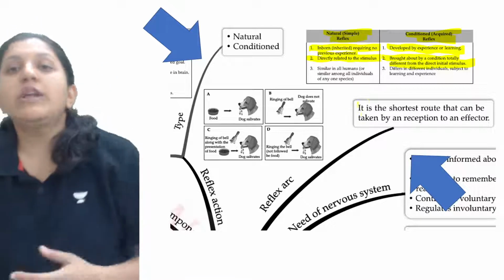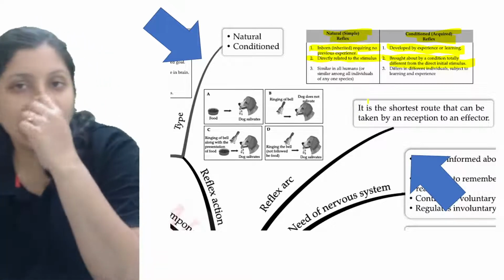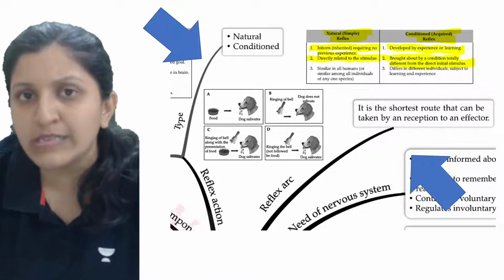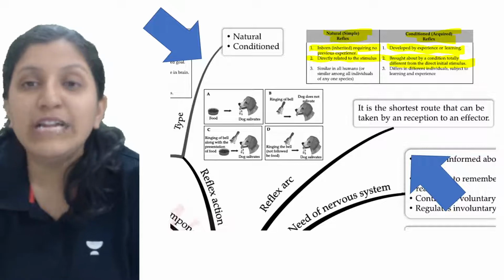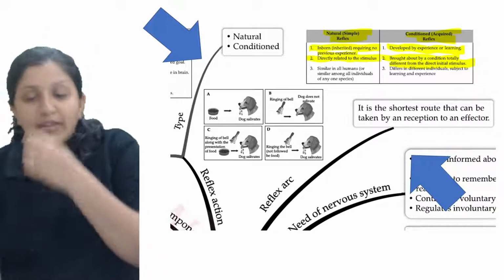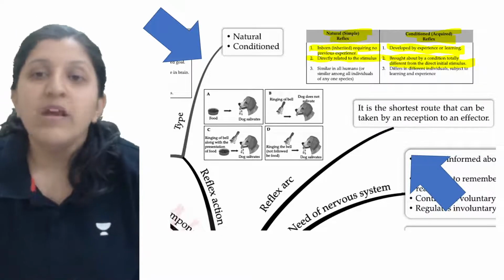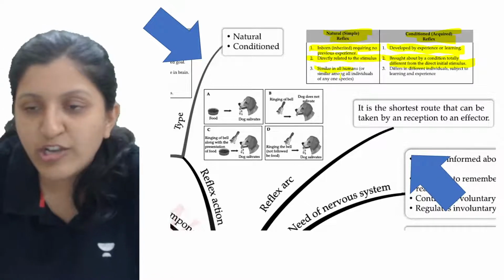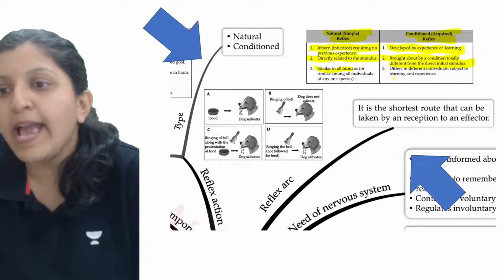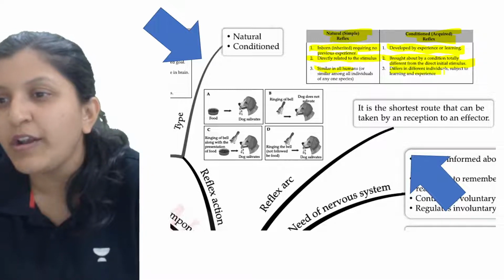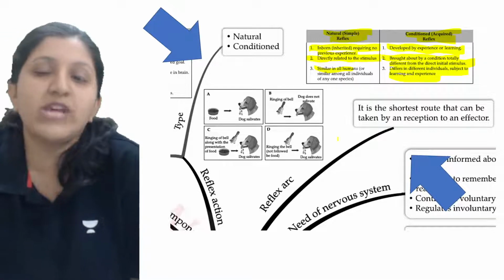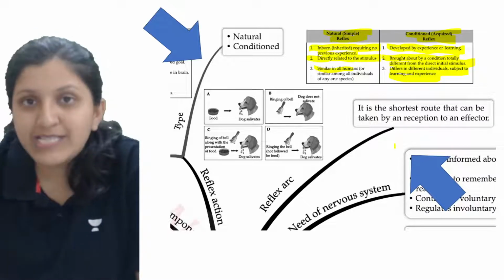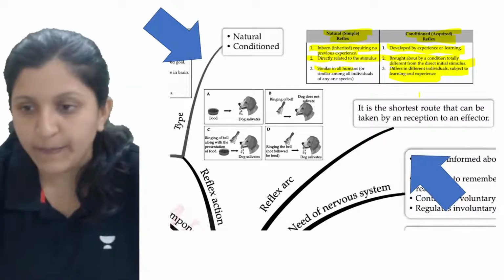Depending on the exposure that you have had, you have learned certain things, and that is a conditioned reflex. The one which happens naturally, we call a natural reflex. The natural reflex is similar in all humans, while the conditioned reflex is going to differ in different individuals, depending on the type of experience that they have had.